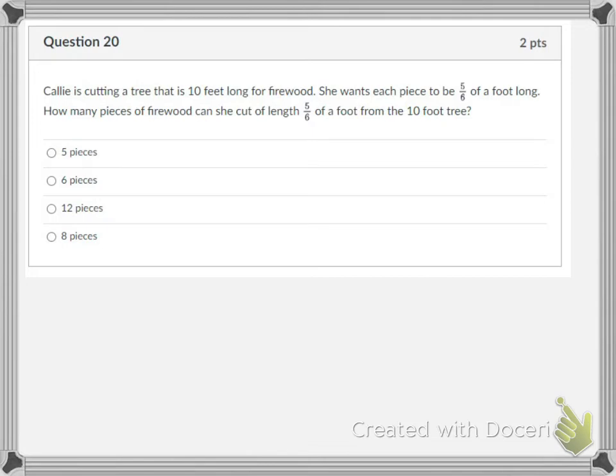Let's say this was a more basic problem where Callie is cutting a tree that is 10 feet long for firewood, but let's suppose she wants each piece to be 2 feet long instead of 5/6 of a foot long. Well, if we had a 10-foot tree and we wanted to know how many pieces of firewood we could get that are 2 feet long, that would be a little bit easier for us to visualize in our minds.